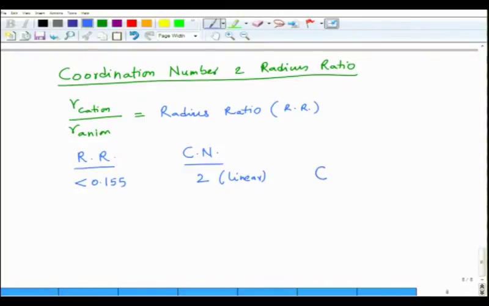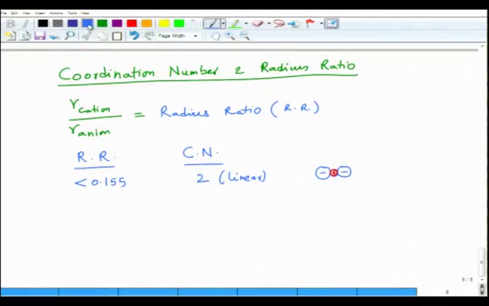And here basically what you have is an anion, then you have a tiny cation, and then you have an anion. So if I just choose a different color, this would be the cation and these would be anions. So this is called linear coordination.